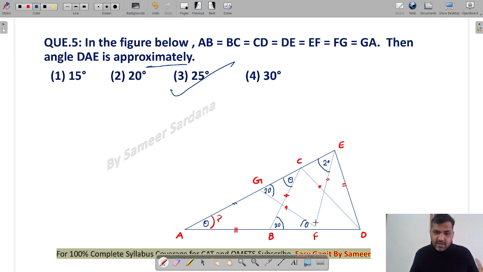Now you can see that this angle, right? You can see that this angle is exterior angle of triangle AGF, right? Now you see this angle is 2 theta. This angle will also be 2 theta, right? This angle will also be equal to 2 theta, right? Now this angle is exterior angle of this triangle. Look at this triangle, right? So this is theta, this is 2 theta, this has to be 3 theta.